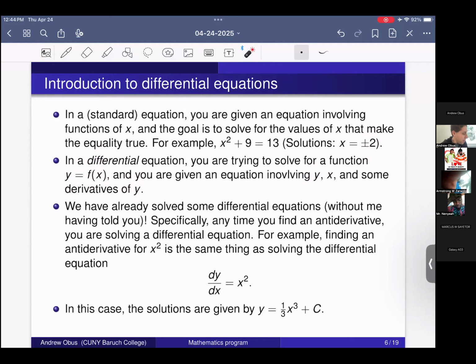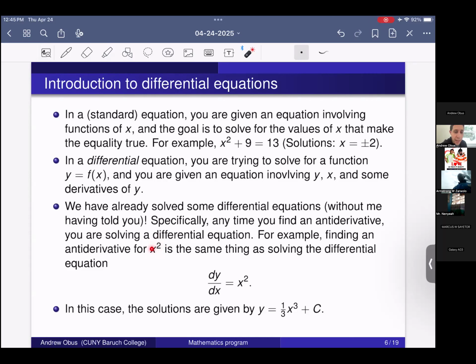And now I claim that you've already solved differential equations this semester. I didn't call them differential equations, but that's what they were. Anytime I've asked you to find an antiderivative, you're solving a differential equation. So, we found the antiderivative of x squared. We know that the antiderivative of x squared is 1/3 x cubed plus a constant.